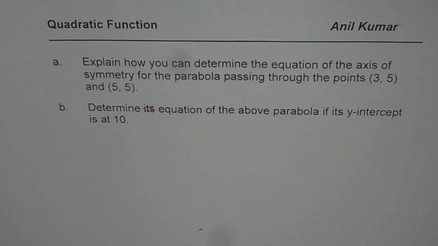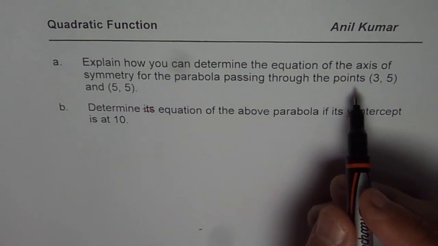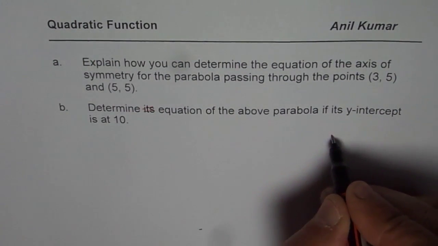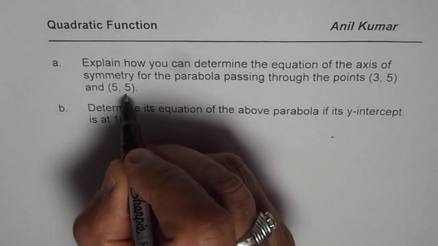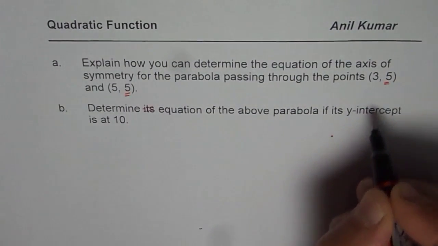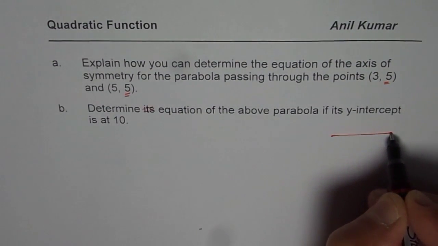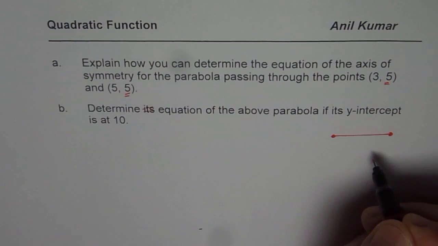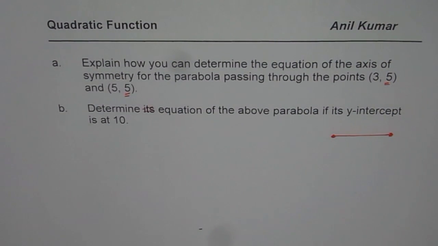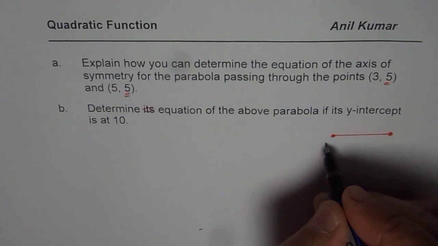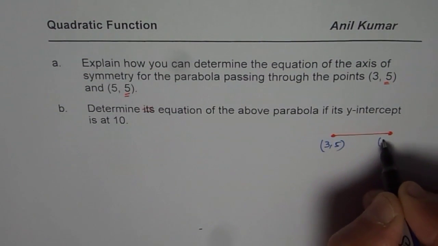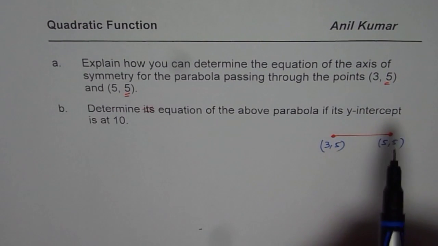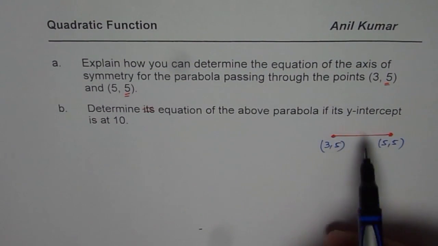Okay, so what we are given in part A is that there are 2 points. One point is (3, 5), the other one is (5, 5). As you notice, the y values are the same, so they are horizontally placed on the coordinate plane, correct? But these 2 points are on the parabola, correct? These points are, let me write down now, (3, 5) and (5, 5).